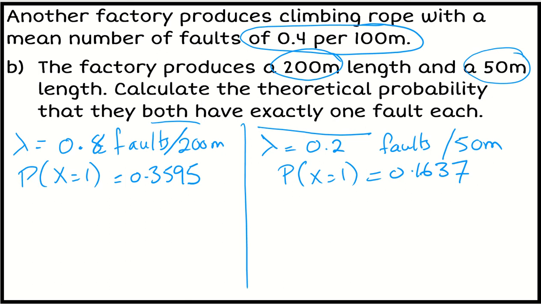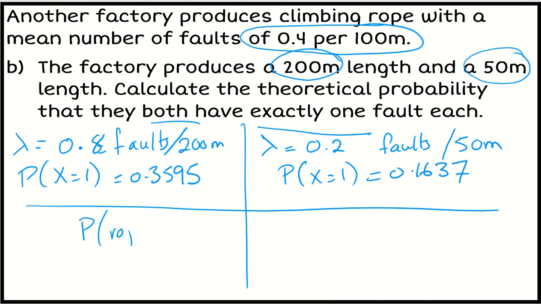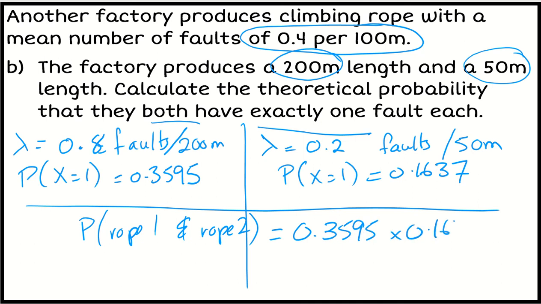So now I need to combine that together. So I've found the individual probabilities of getting exactly one fault. Now I will need to find the probability that rope 1 has that condition and rope 2 has its condition. And so "and" in probability means times. So I'm going to take that value there of 0.3595 times 0.1637, and that multiplies to 0.0589 to 4 decimal places.